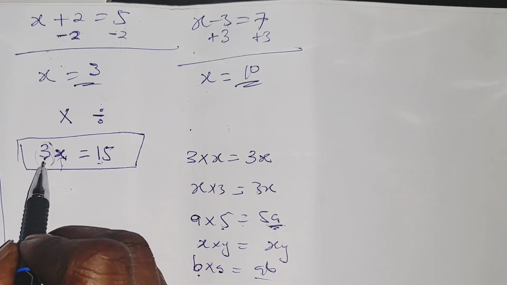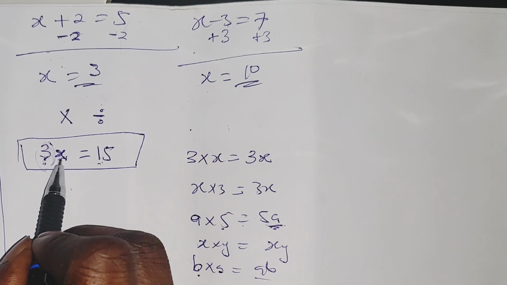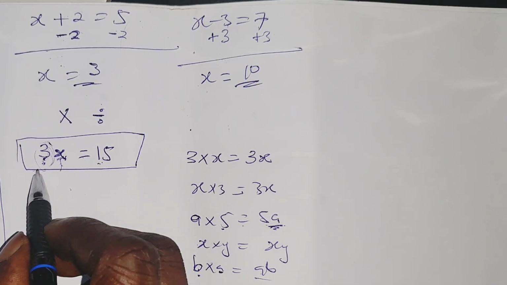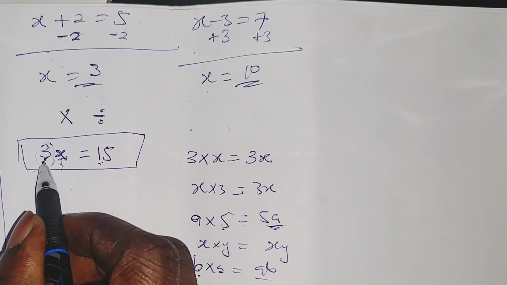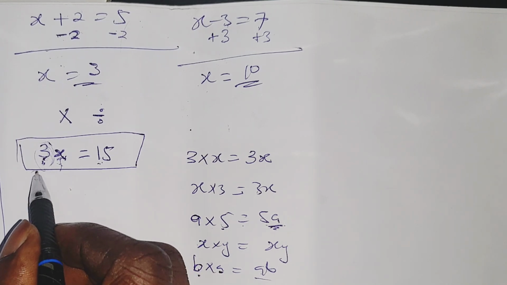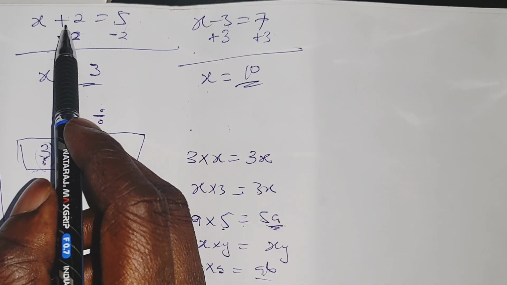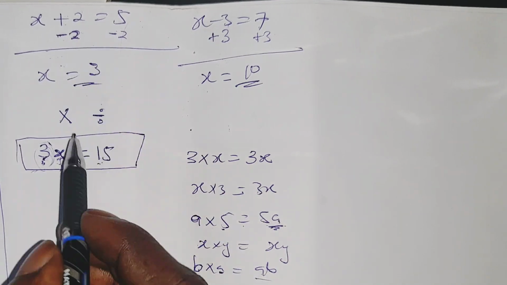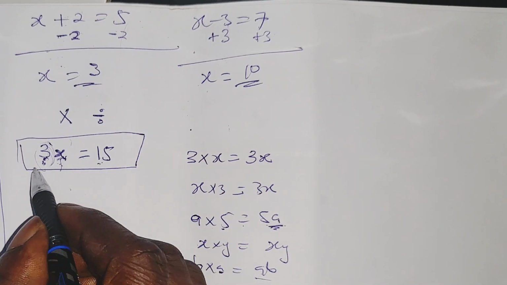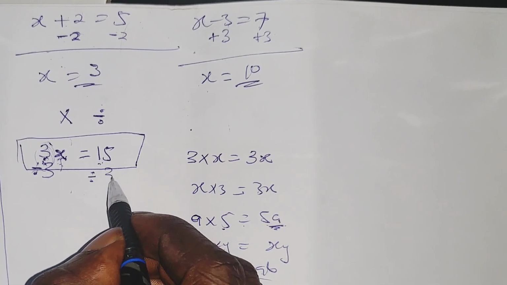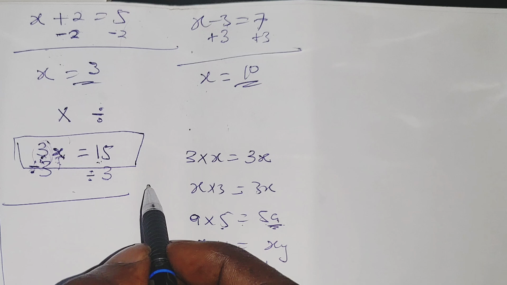And to get rid of it, we know that the operator connecting them is multiplication. So we need to divide both sides by whatever this number is. Just as we did from the introduction, we saw that if you want to get rid of this positive 2, we take away 2. So if you want to get rid of this 3, we divide by 3. Divide this side also by 3. Whatever you do to the left, do the same thing to the right.